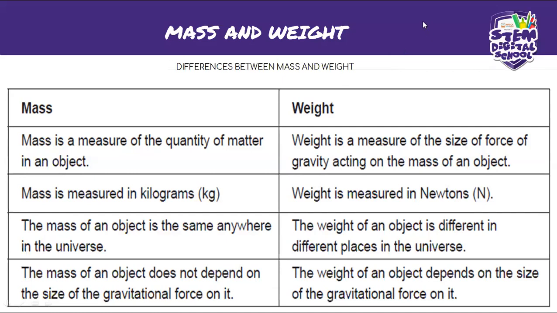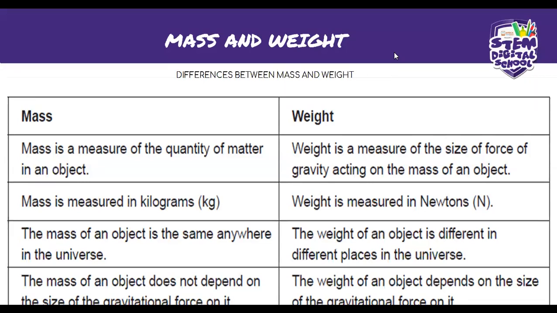Thanks for the response, Mylena. Let's continue. Another difference is that, as you've just mentioned, mass is measured in kilograms and weight is measured in newtons. So the mass of an object is the same anywhere in the universe, but the weight of an object is different in different places in the universe.